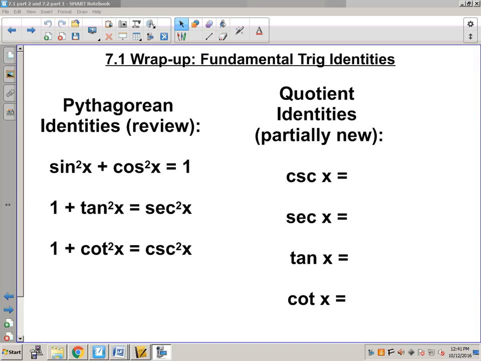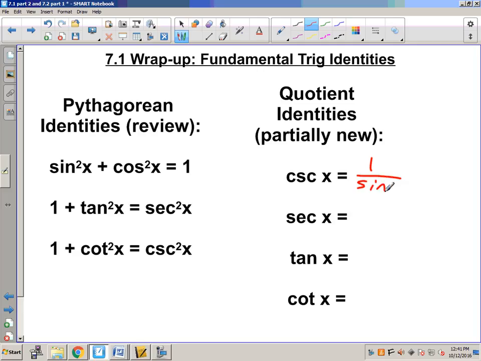Alright. So yesterday we talked about Pythagorean identities, and now let's go ahead and write down these quotient identities. Cosecant of x is, well, it's the reciprocal of what? We talked about this yesterday, 1 over the sine of x. These are called the quotient identities because they're quotients, they're all fractions.